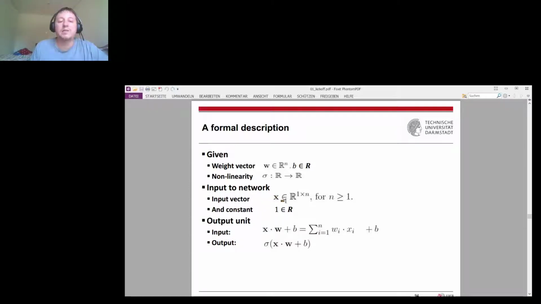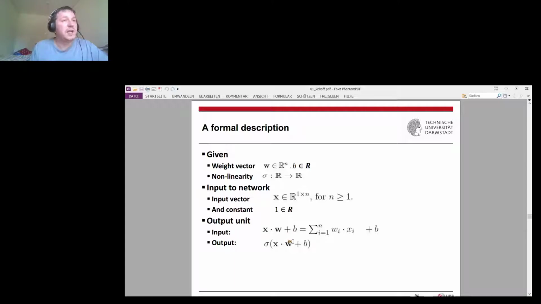So this is x, and it lies in R to the 1 times n. So it's a row vector of size n, and we have this additional constant 1 that's coming in. So this is the input to our network. And then we have our output unit.